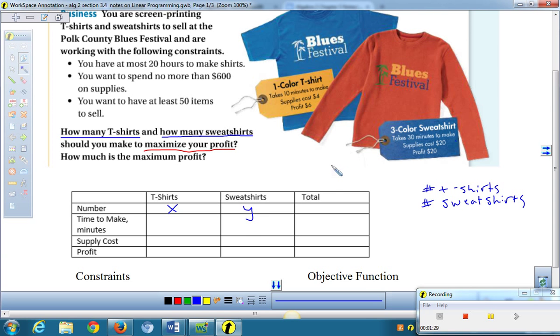Okay, and do we know how many we want to make, or are we restricted on how many we make? You want to make at least 50 items to sell. We are restricted, and it will be restricted to be 50 or bigger, correct? At least, so 50 is the least. So 50 or more. So we would say greater than or equal to 50 in our total.